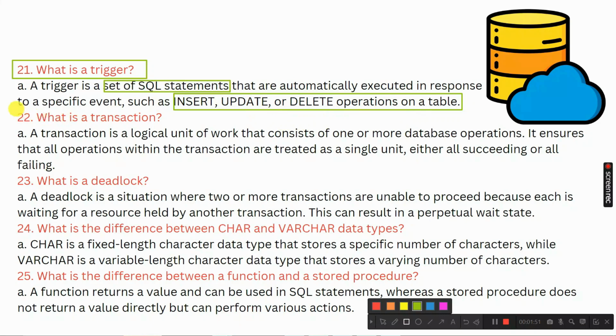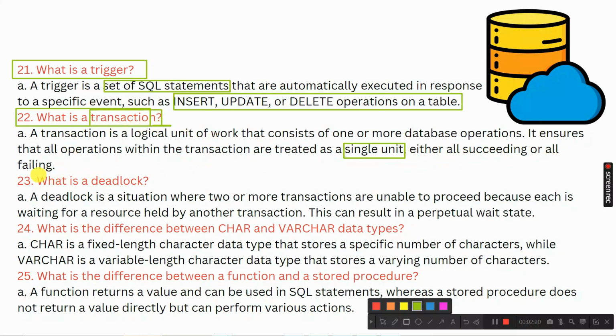Then the next question is, what is a transaction? A transaction is a logical unit of work that consists of one or more database operations. It ensures that all operations within the transaction are treated as a single unit, either all succeeding or all failing. This is called the transaction in SQL.